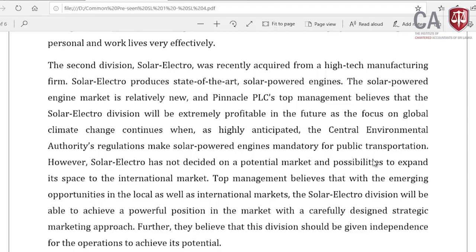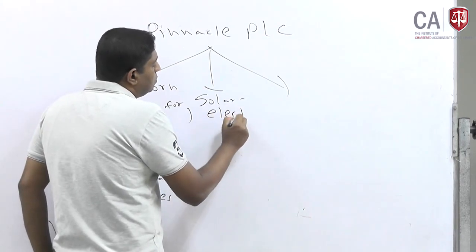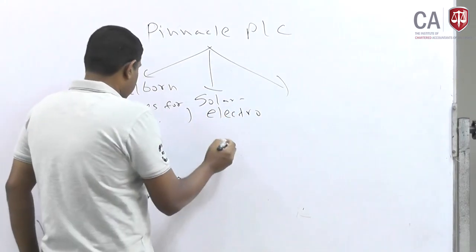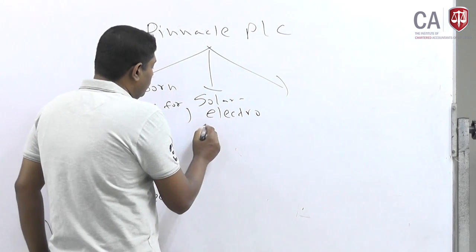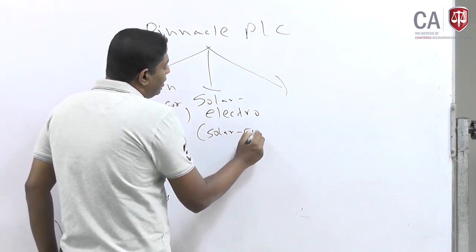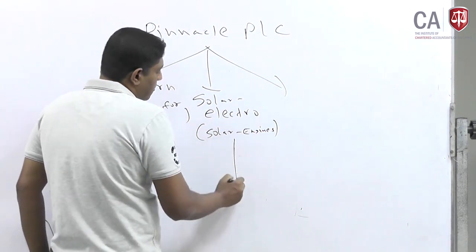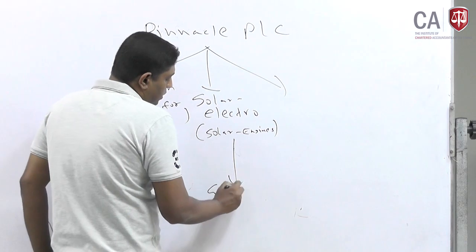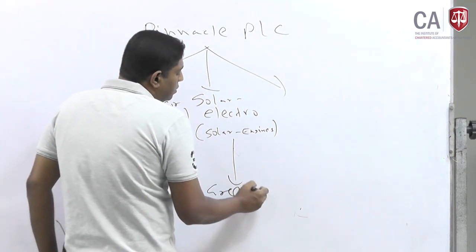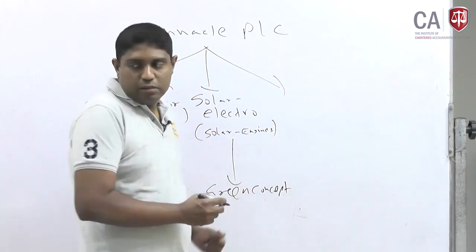Right. Second company name: Solar Electro. What they do is manufacture solar engines. So, green concepts are applied by them on this.